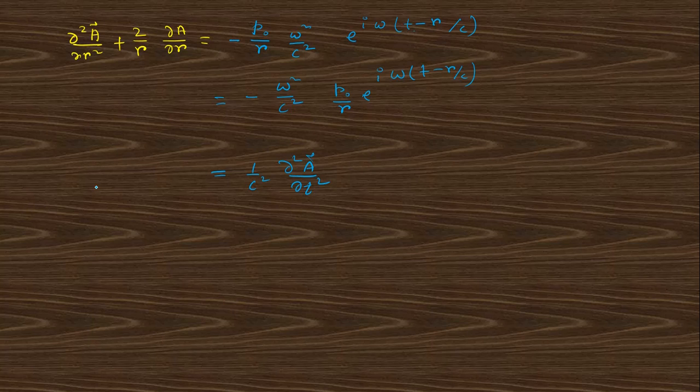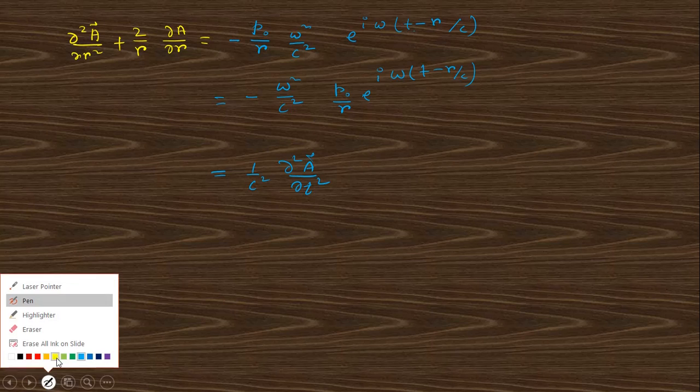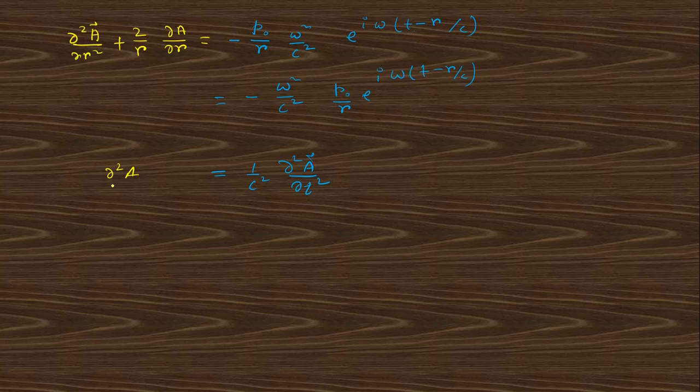So hence proved. Hence this will be equal to that: ∂²A by ∂r² plus 2 by r ∂A by ∂r. Right. Okay, hence this is proved.